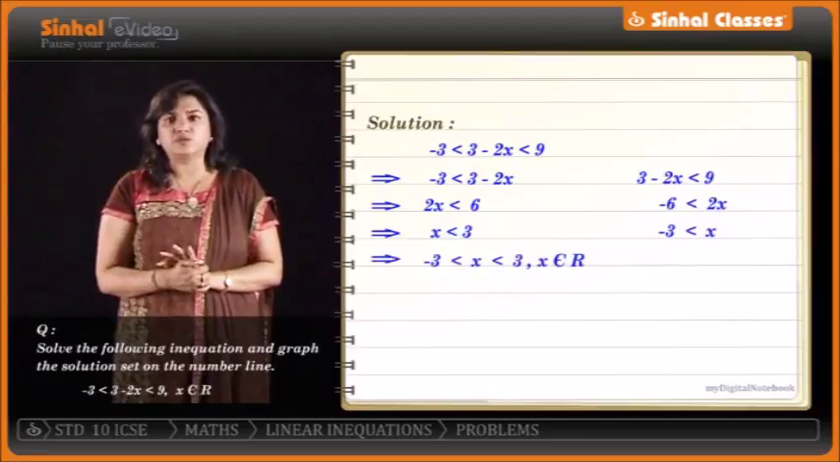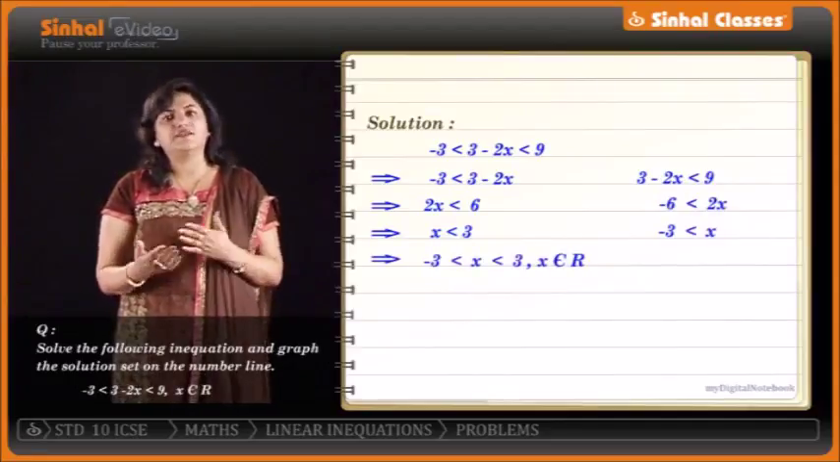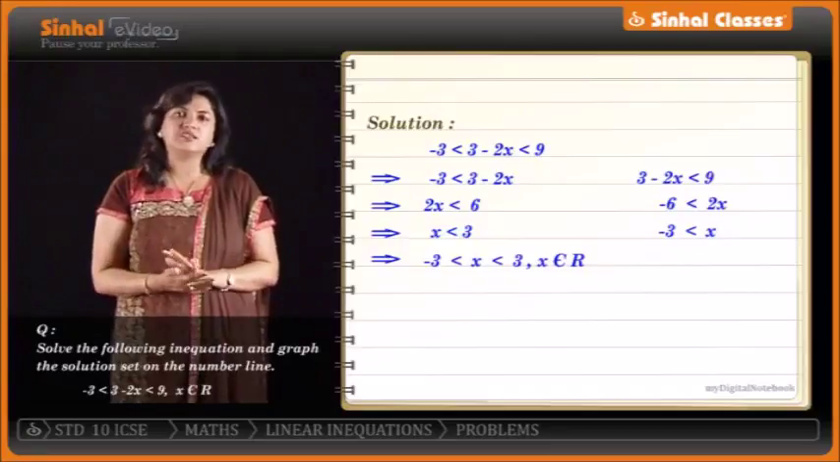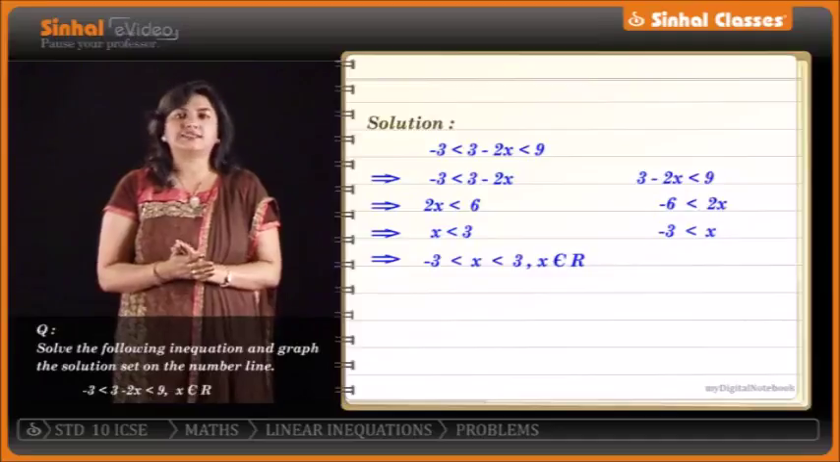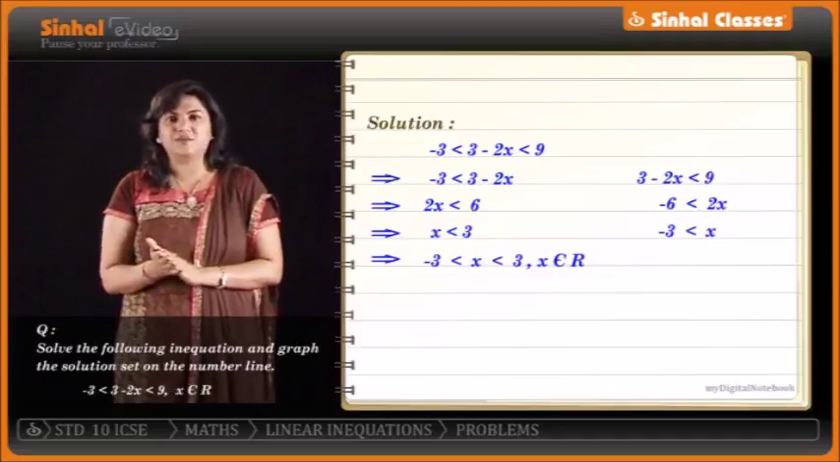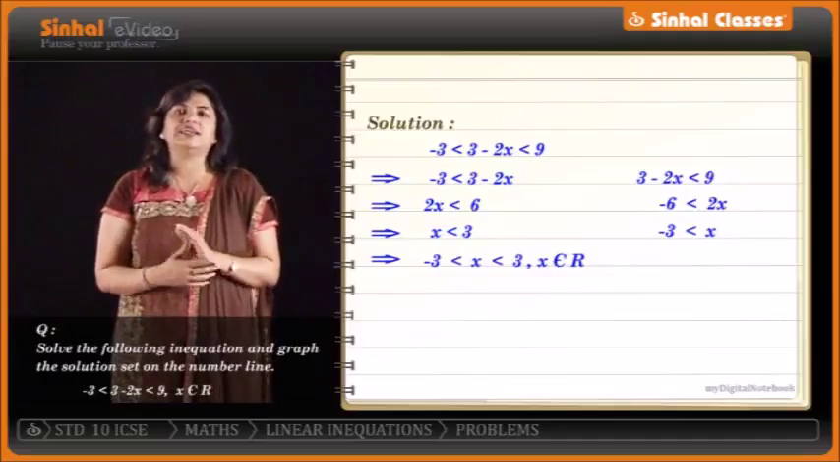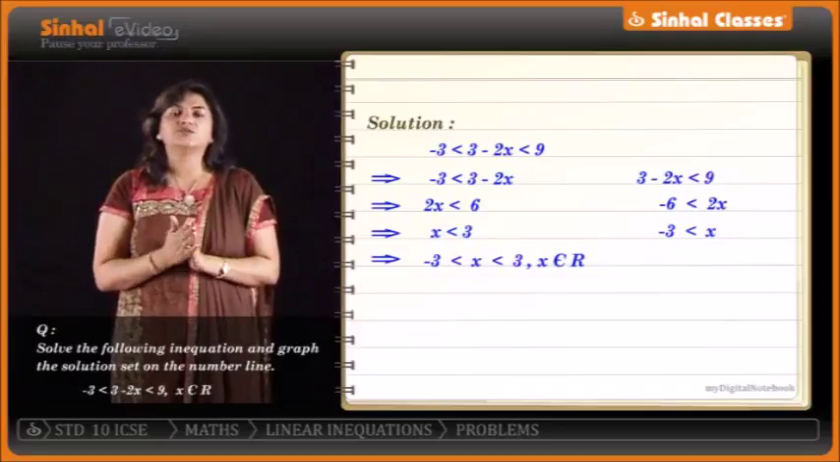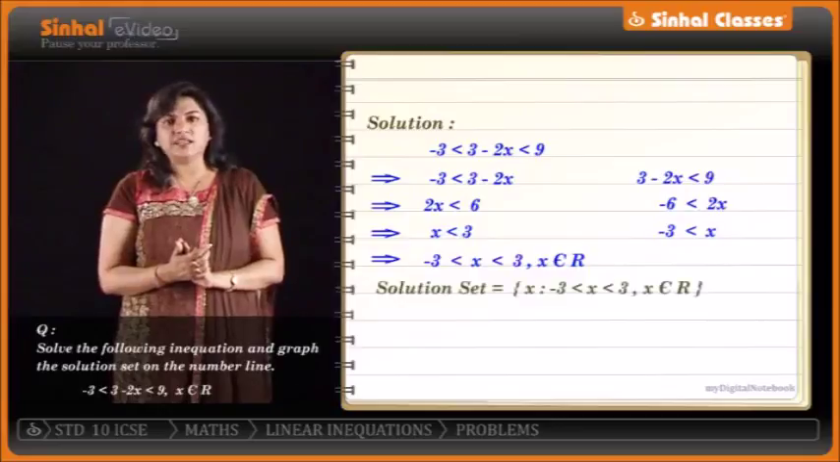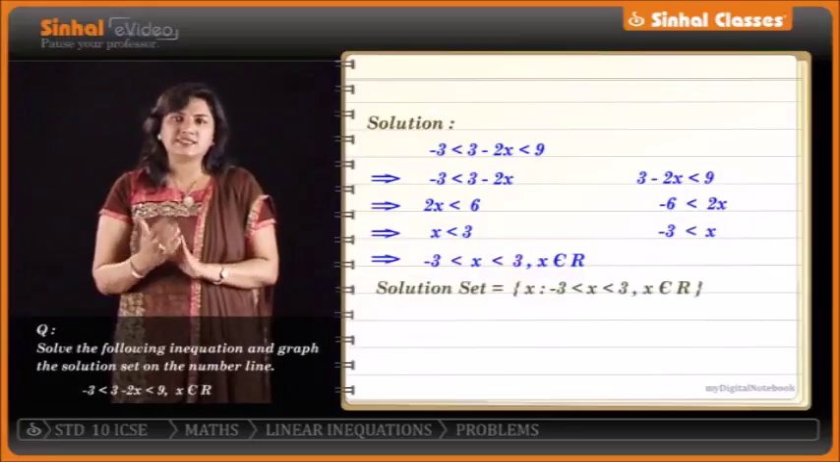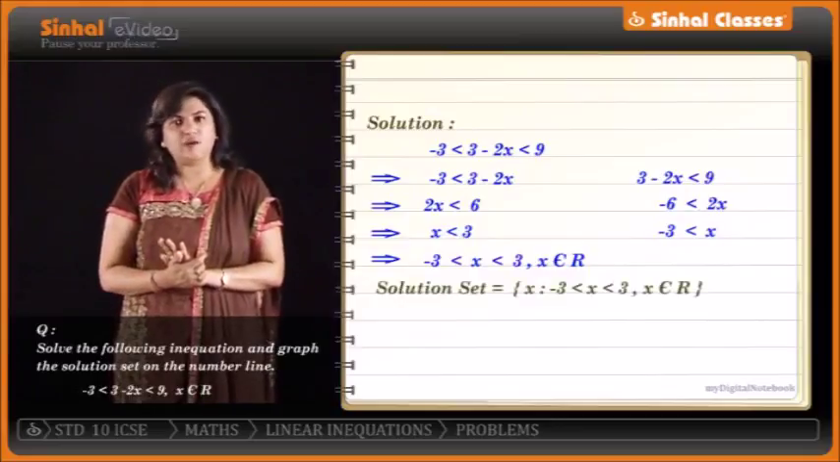Your x belongs to real numbers. Now when we have real numbers, we cannot say the elements of the set. We need to write it in the set builder form. Do you remember the set builder form? It's the x such that form. So solution set will be x such that minus 3 less than x, less than 3, x belongs to R.